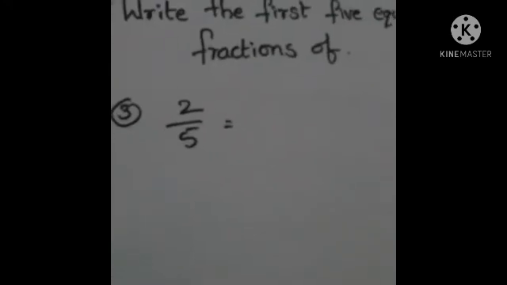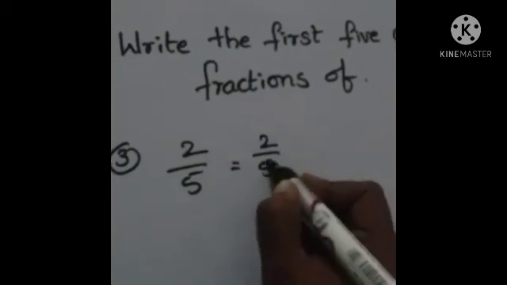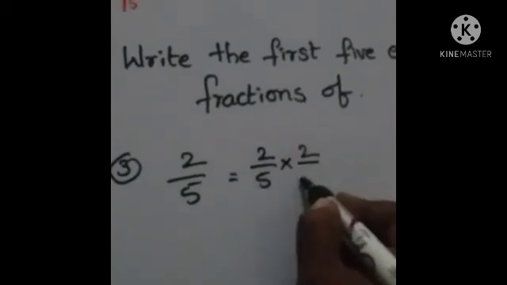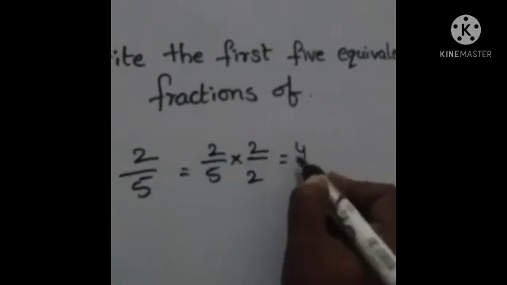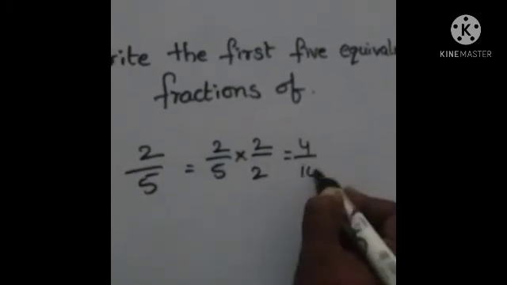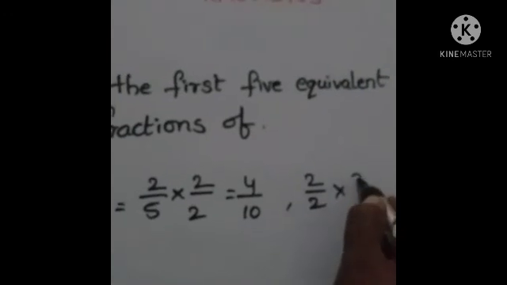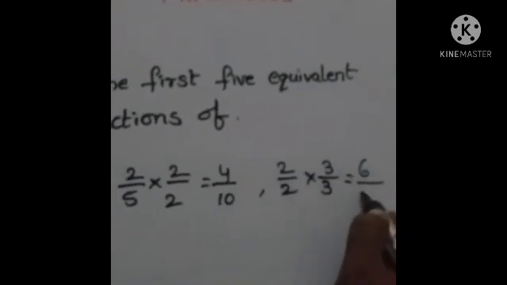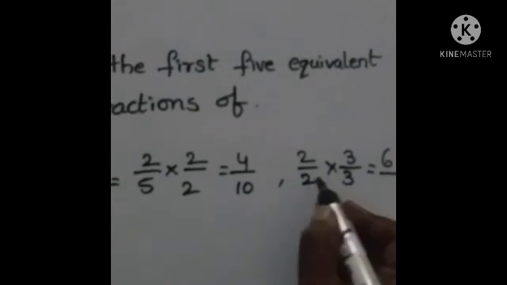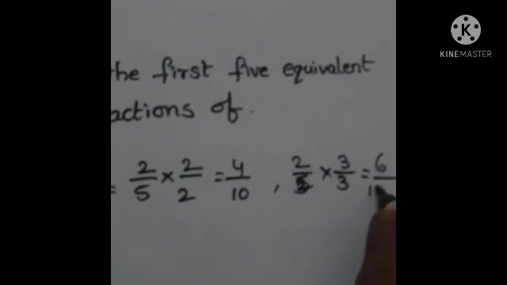Third one is 2 by 5. 2 by 5 into 2 by 2: 2 2s are 4, 5 2s are 10. Next 2 by 5 into 3 by 3: 2 3s are 6, 5 3s are 15.